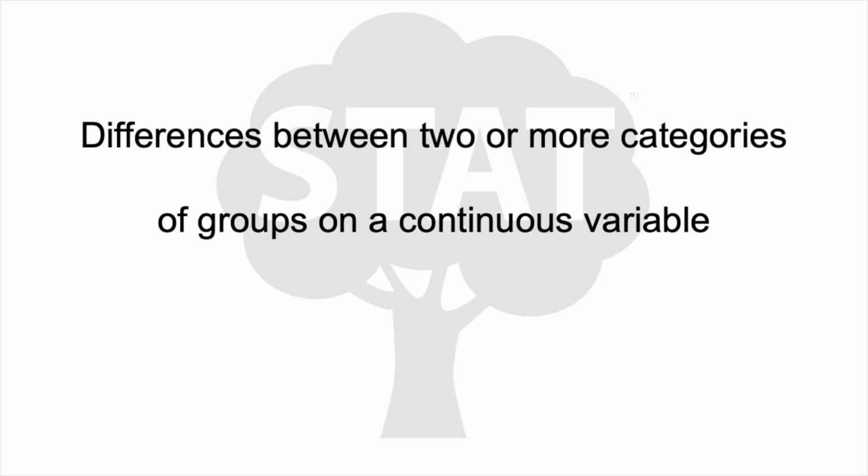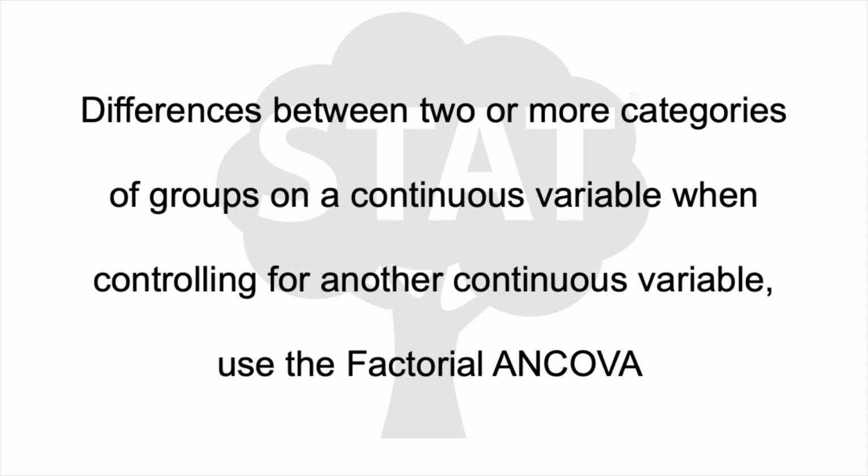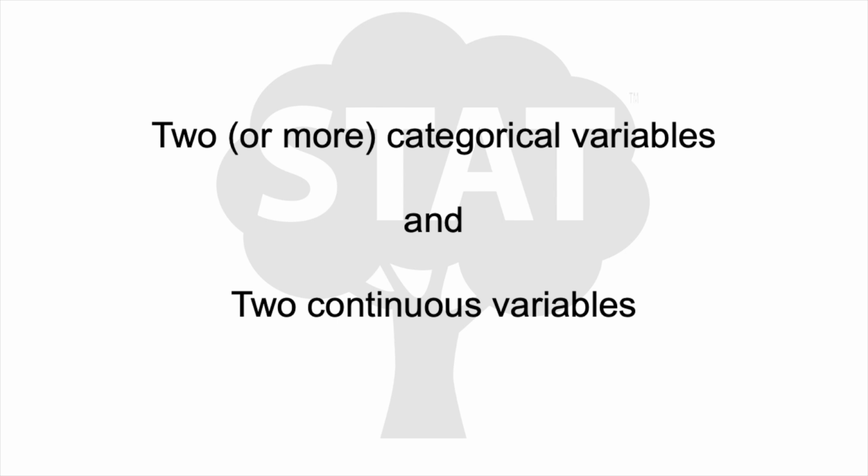To test whether there are differences between two or more categories on a continuous variable with a covariate independent continuous variable, the factorial ANCOVA would be appropriate. You will need two categorical variables and two continuous variables in order to run this test.